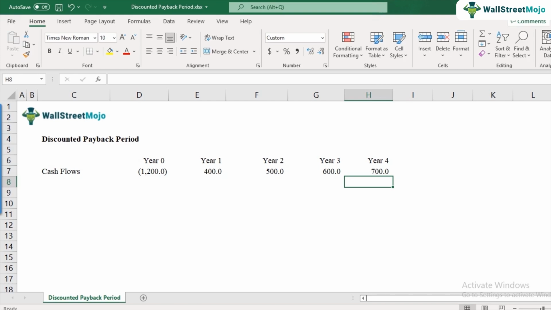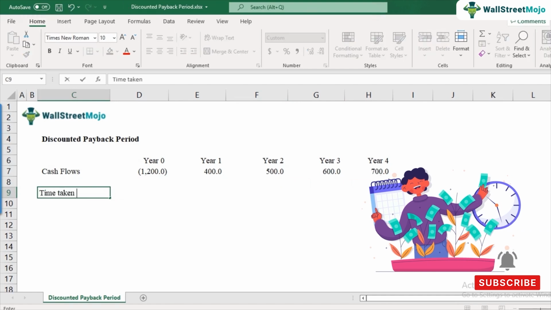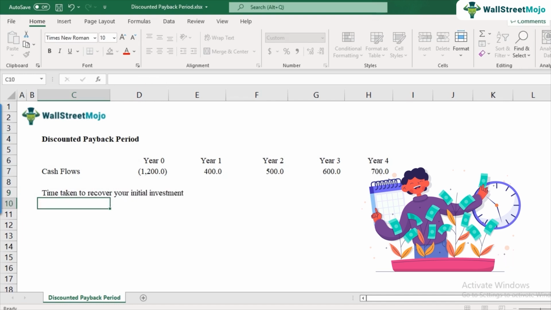So how do we first define the payback period? We define payback period as the time taken to recover your initial investment. So it's the time taken to recover your initial investment. That is the payback period.